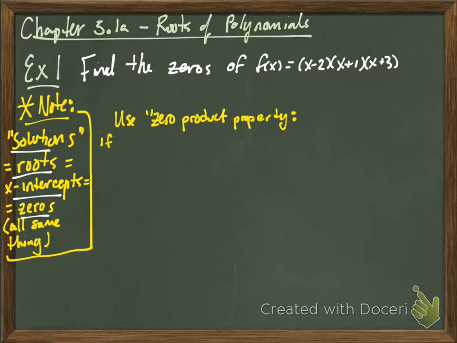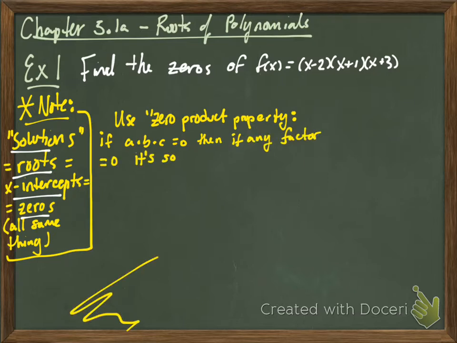So we're going to use the zero product property. That means if you have a product of several factors and they're set equal to 0, then if any one of those factors is equal to 0, it solves the equation. So if I had a equals 0, 0 times anything would still be 0. It doesn't matter what b and c are. So if any of the factors are equal to 0, it solves this problem.